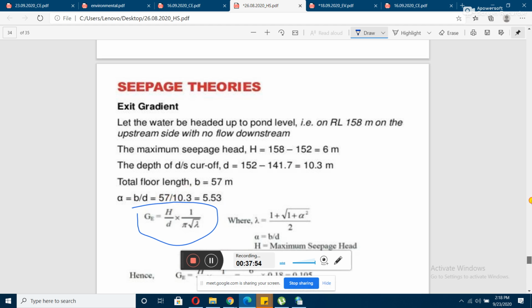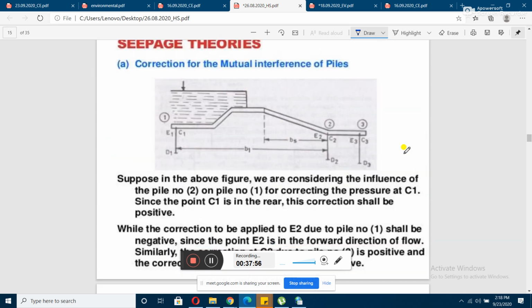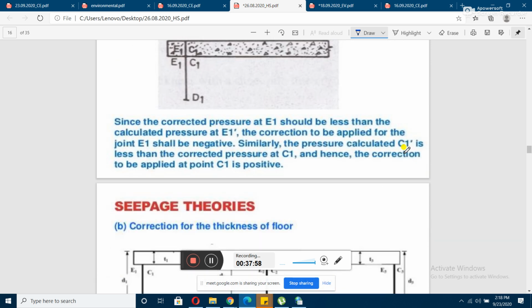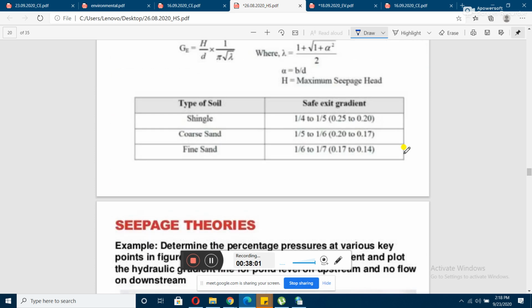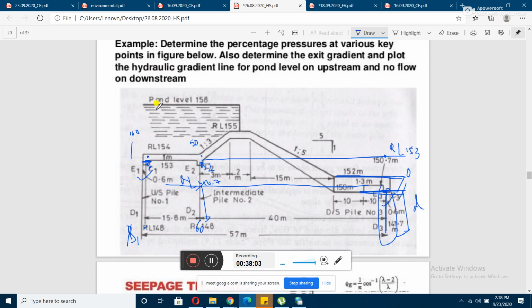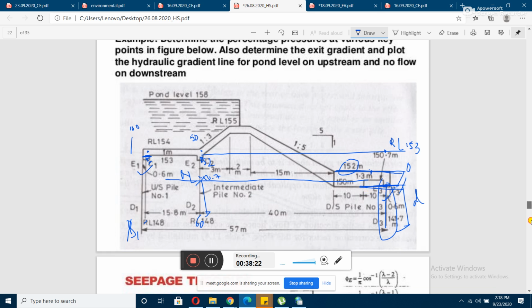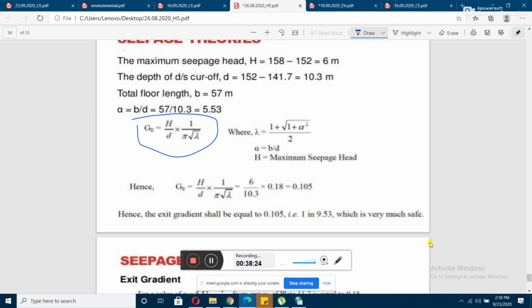So what will be the maximum seepage head? That will be the maximum difference of seepage. So what will be the value? If you look at this particular diagram, the pond level is at a reduced level of 158. In order to get the maximum seepage, the maximum loss will be 152, right? So it will be 158 minus 152, that will be 6. So 6 is the maximum seepage head. You can see that 6 is the maximum seepage head.